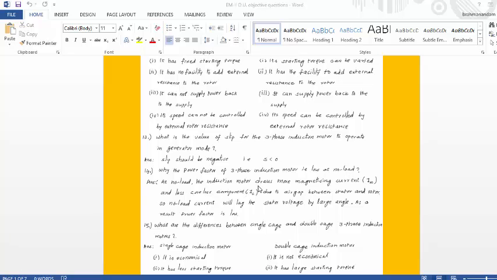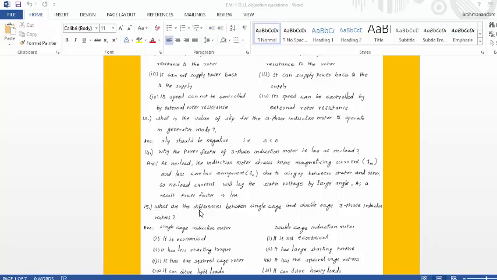At no load, the induction motor draws more magnetizing current and less core loss current due to air gap between stator and rotor. So no load current will lag the stator voltage by large angle. As a result, the power factor is low.